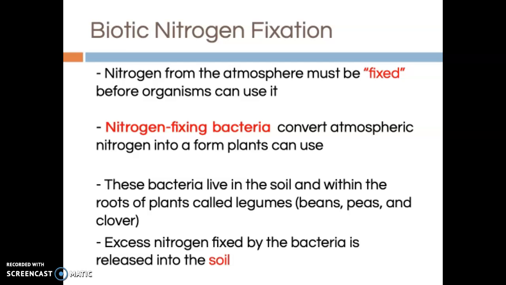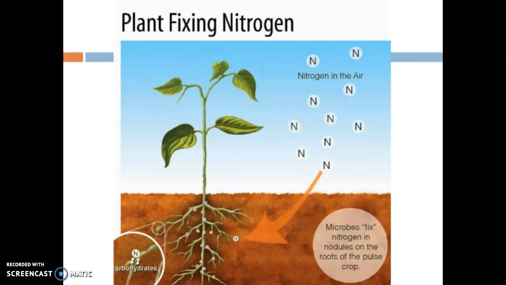All of the excess nitrogen that is fixed by the bacteria gets released into the soil. The plant is able to use some of it, but if it's too much, which it most likely would be, it would get released into the soil around the legume plants. Here is just a picture of that happening. We have a legume plant here, and we have all these little bacteria that are living in the root nodules. They're kind of just these little pockets in the roots. These bacteria are going to take in the nitrogen from the atmosphere, and they're going to convert it into a form that the plants can now use.